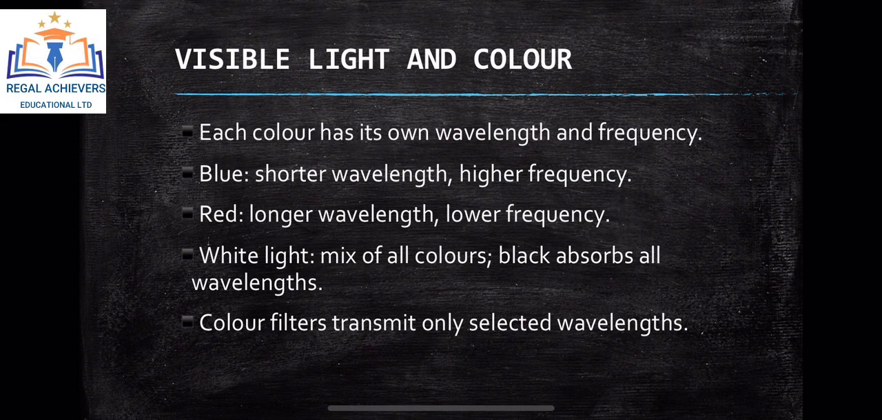Visible light and color. Each color has its own wavelength and frequency. For example, blue has the shorter wavelength but the highest frequency. Red has a longer wavelength but a lower frequency. White light is a mix of all colors, and black absorbs all wavelengths. Color filters transmit only selected wavelengths.